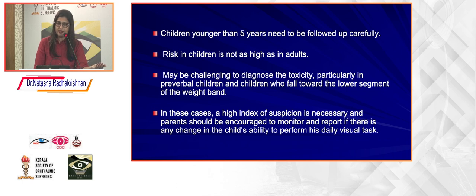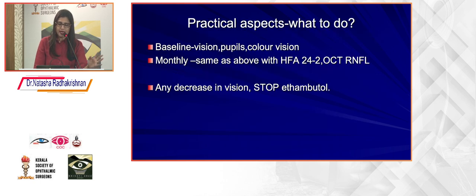Children younger than 5 years, the risk is not as high as in adults, but it may be difficult to diagnose the toxicity, especially in pre-verbal children or children who are very small. In these cases, you need a high index of suspicion, and it is usually the parents who can report that a previously visually dependent task is not being done now by the child. So again, practically baseline vision, pupil, color vision, and you do HFA 24-2 or 30-2 and an OCT RNFL.